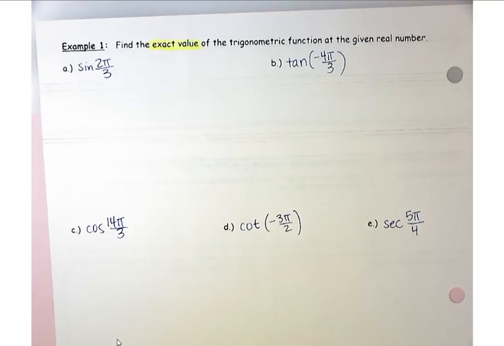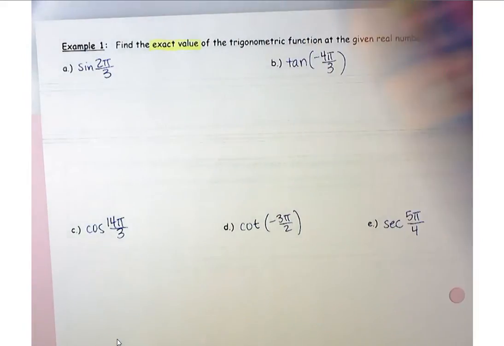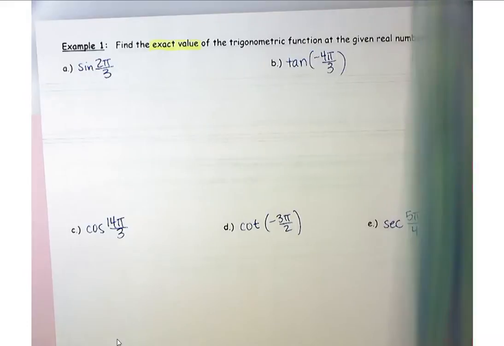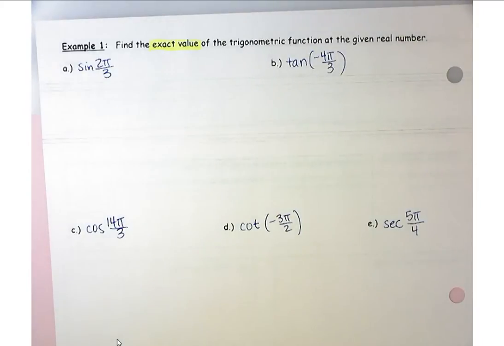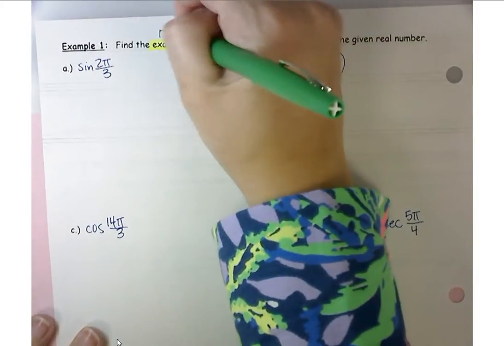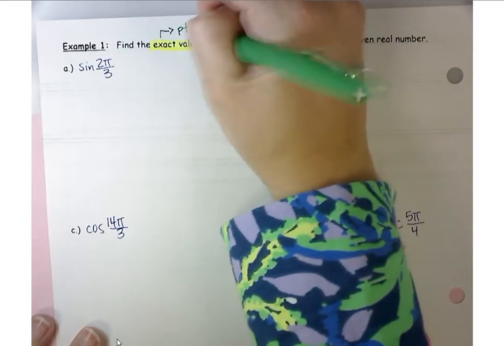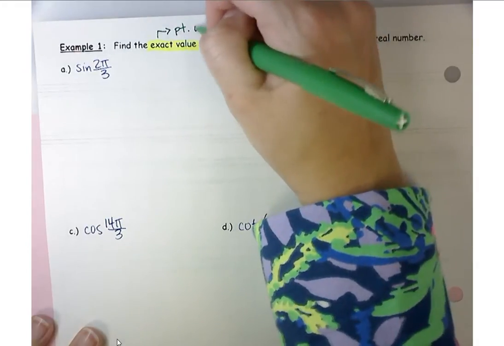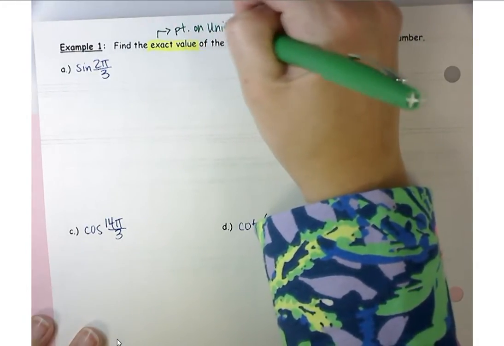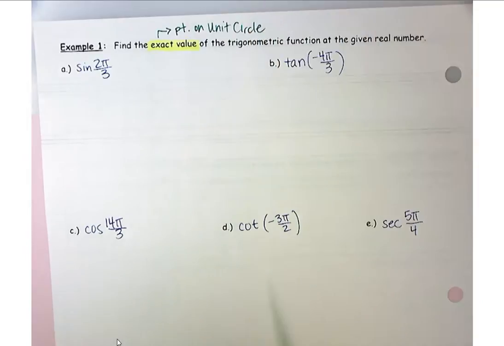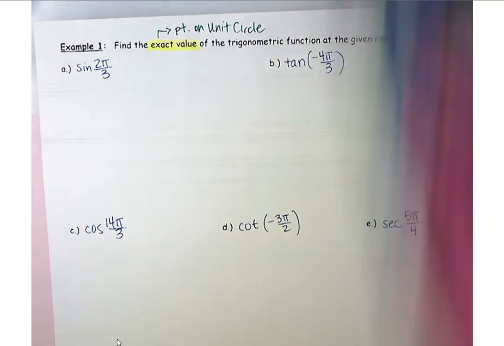Find the exact value of the trigonometric function at the given real number. So the exact value is going to be a place on the unit circle. When it says find the exact value, we are going to be finding the corresponding point on the unit circle.